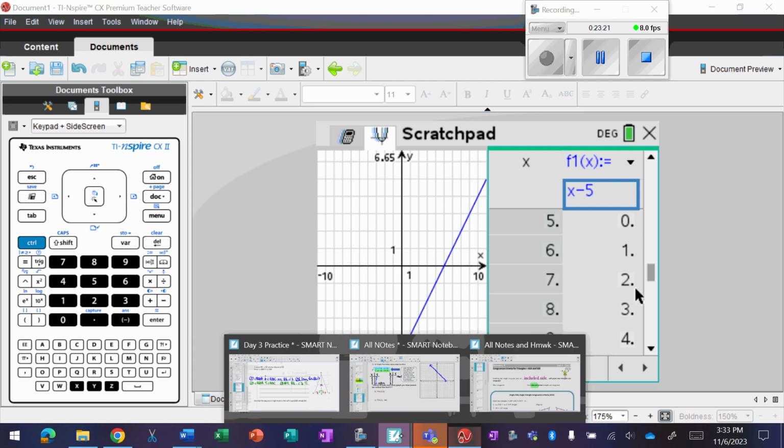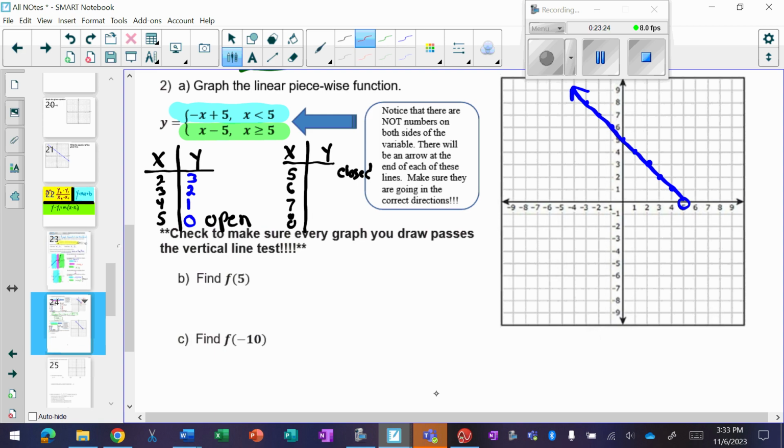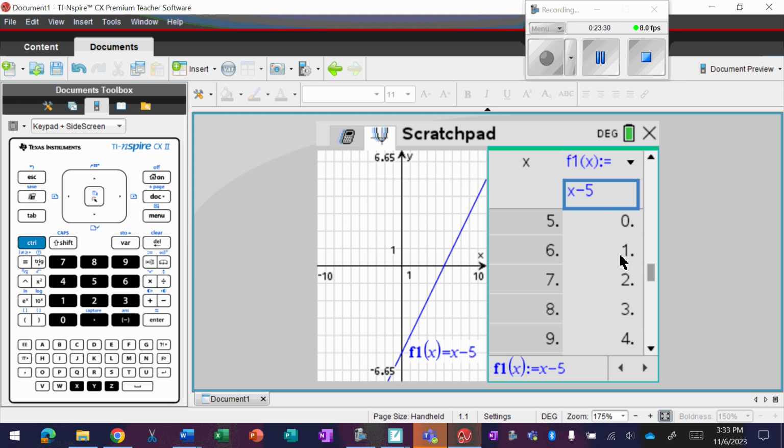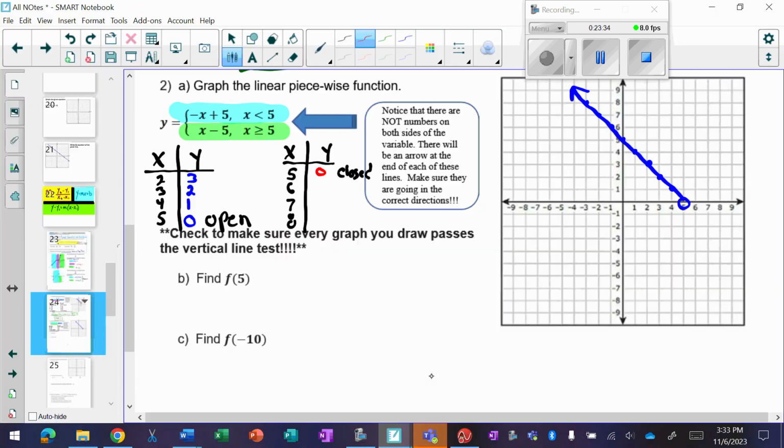So I go back over to my paper. When x was 5, y was 0. When x was 6, y is 1. When x was 7, y is 2. When x was 8, y is 3.